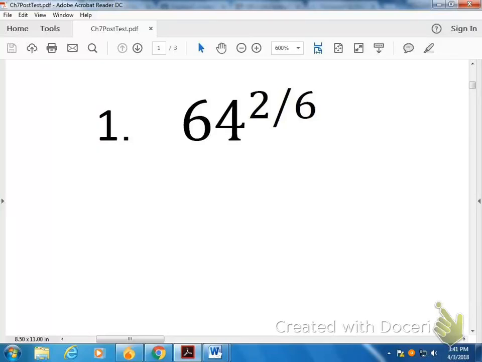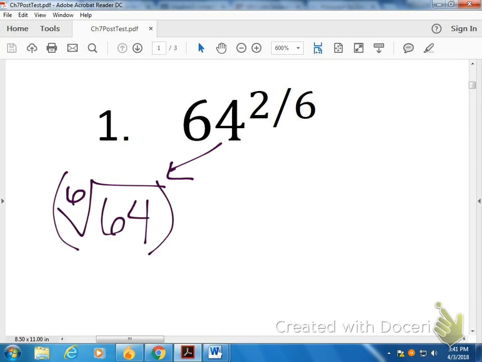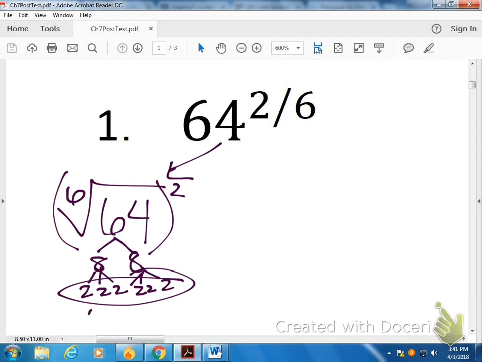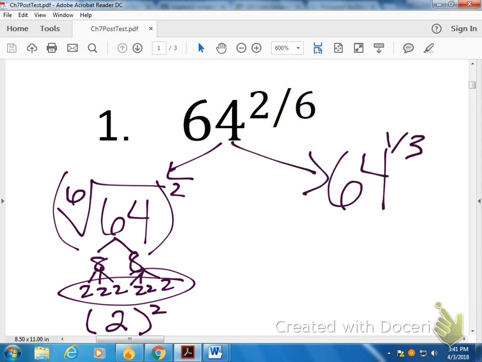I've got two options here. I could either look at it as the sixth root of 64 squared and try to find, we know 64 breaks up into 8 and 8s break up into 2s. So there's a group of 6. So the sixth root of 64 is 2. Raise that to the second power. That's how I get the answer. Or I could realize, hey, wait a second, 2/6 is the same as 1/3. So the third root of 64 is 4.